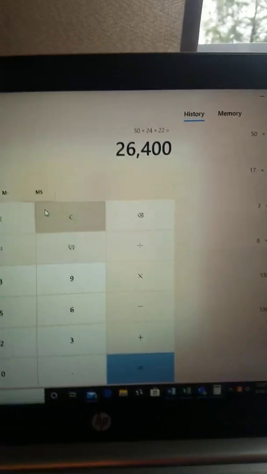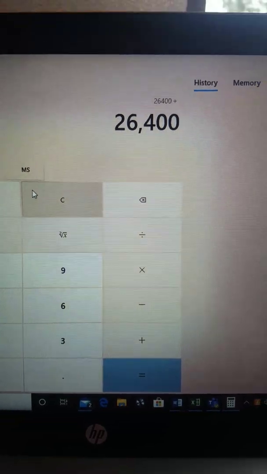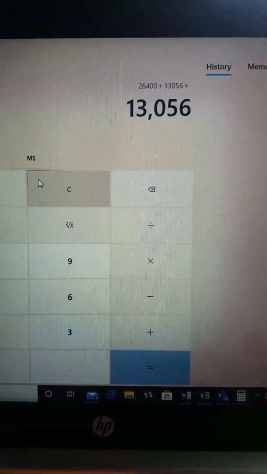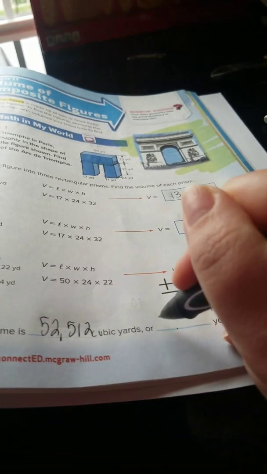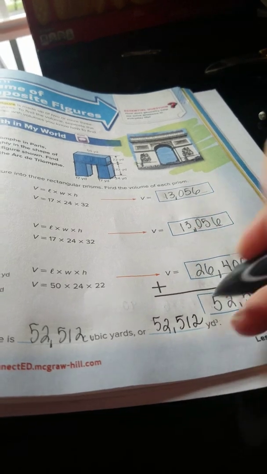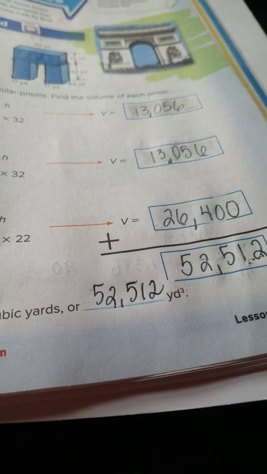And now with our calculators, we're going to add up these three numbers. And if you're like me, you still have 26,400 on your calculator. You're just going to hit plus 13,056 plus 13,056. 52,512. So the Arc de Triomphe's volume is about 52,512 cubic yards. Remember, volume always is in cubic units, and see, they even do the abbreviation for yard with the little 3 for a three-dimensional figure.